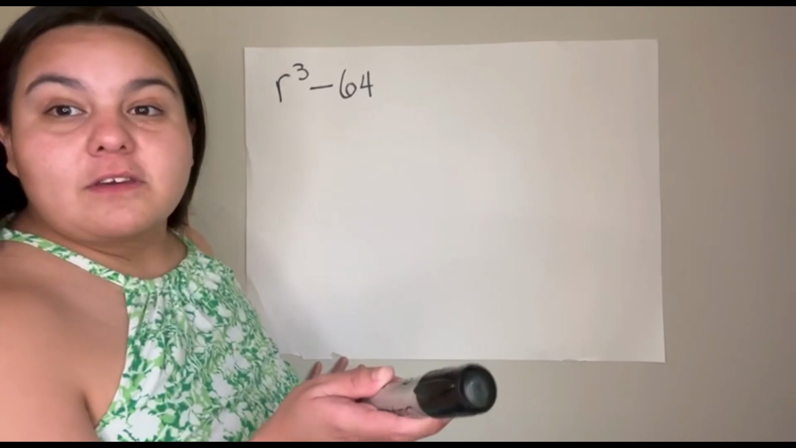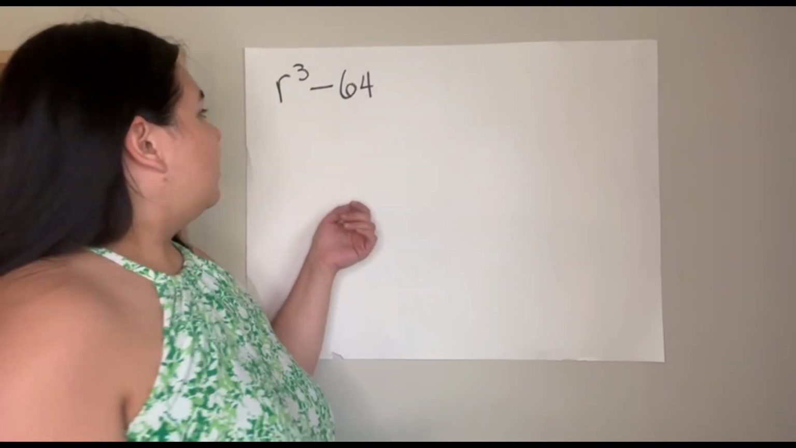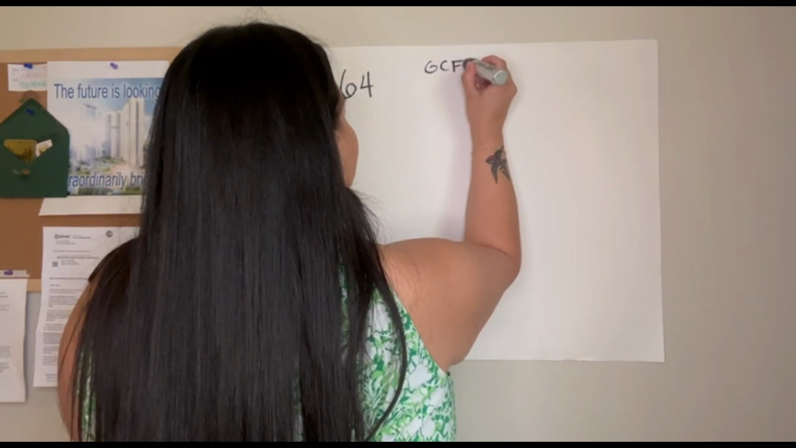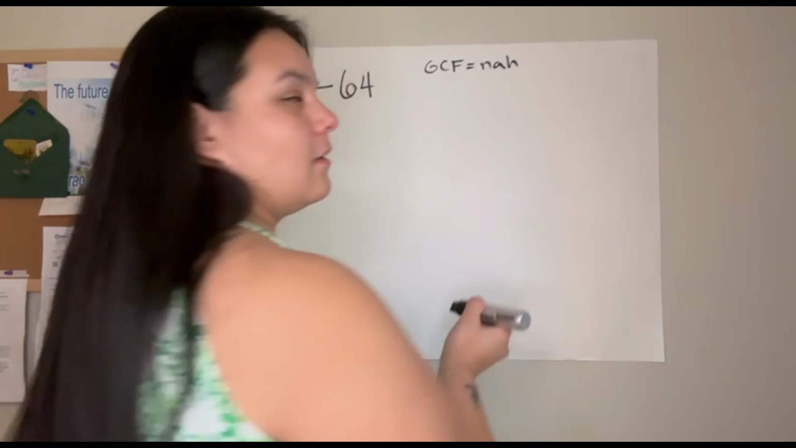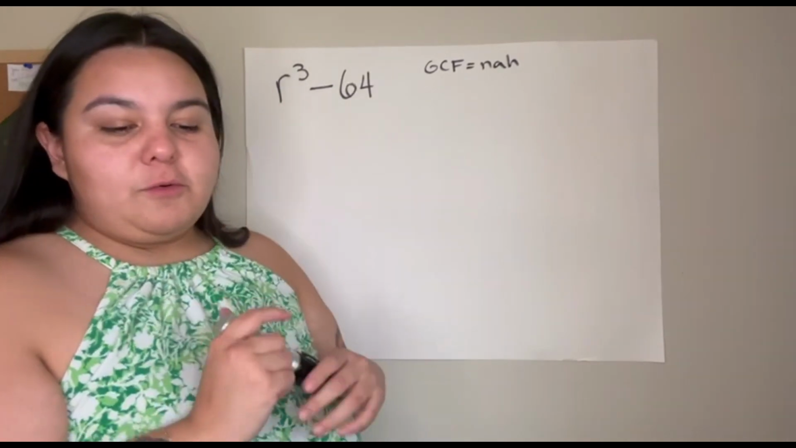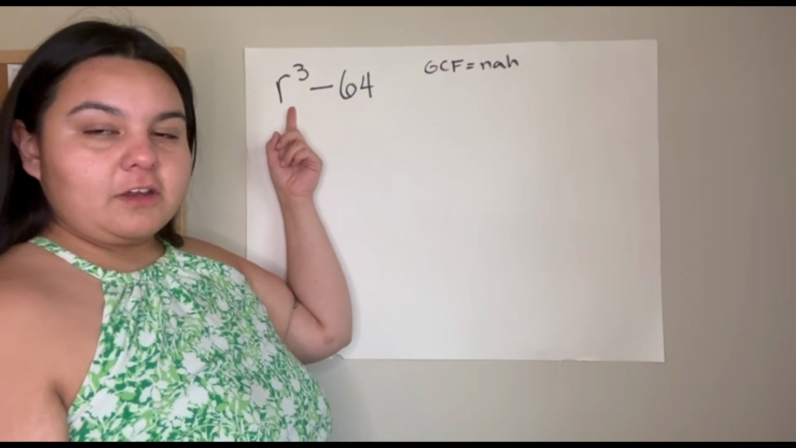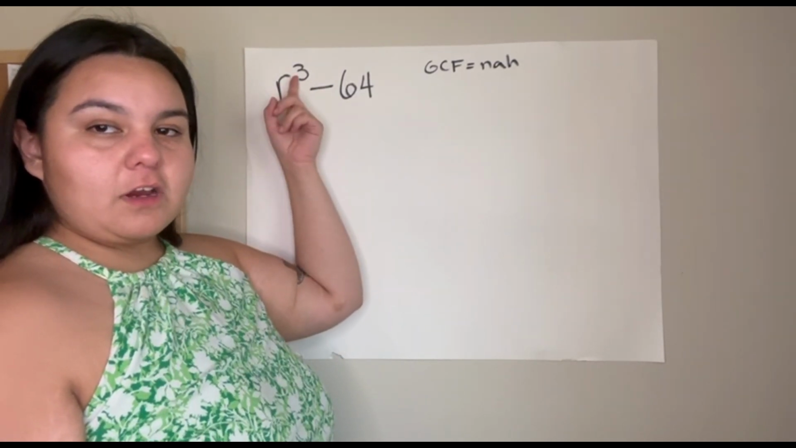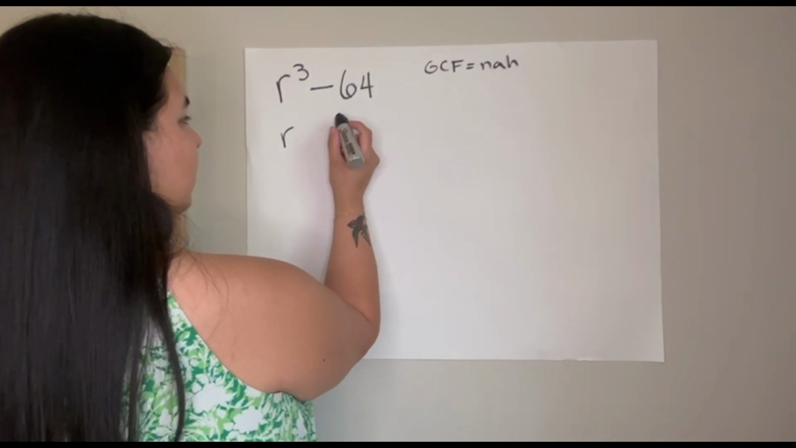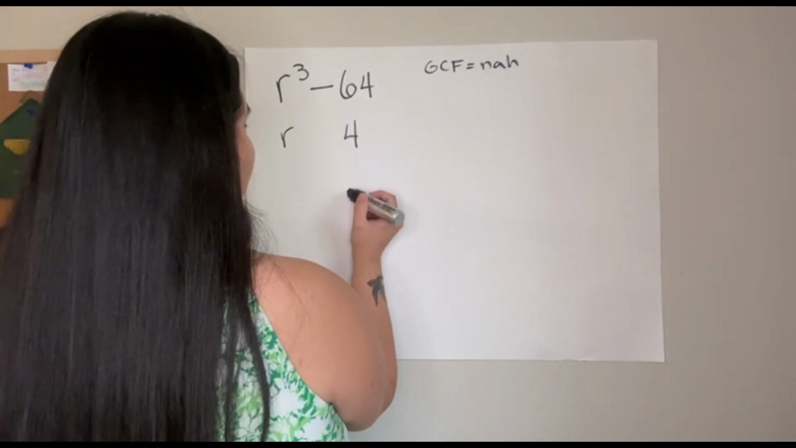What you want to start with is figuring out whether or not there's a greatest common factor. No. GCF equals nah. And then you want to find the cube roots of both of these. It's really easy when you're looking at r, because r times r times r is r to the power of 3. Cube root is r. And the cube root of 64, spoiler alert, it's 4. I checked.